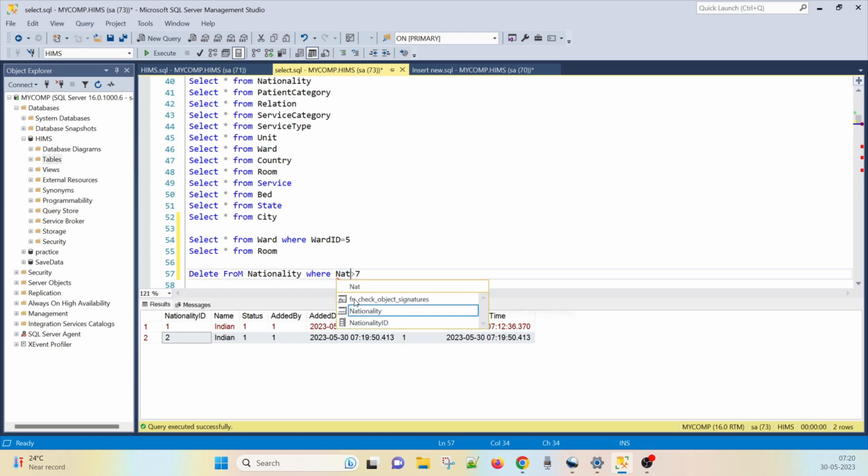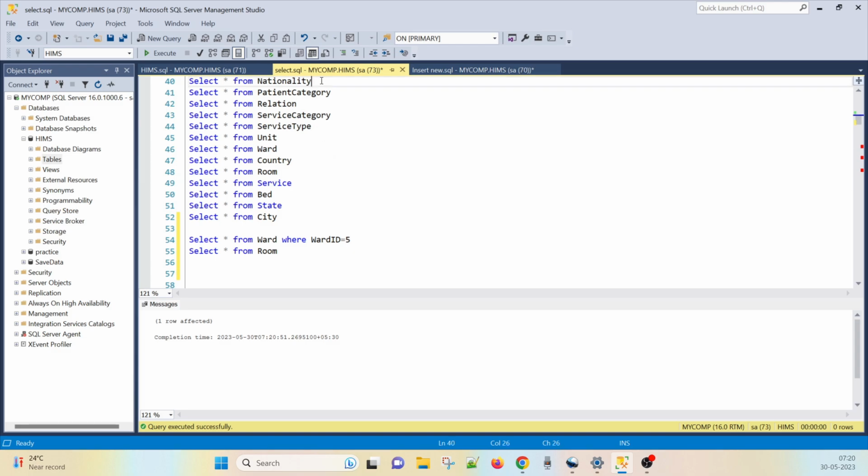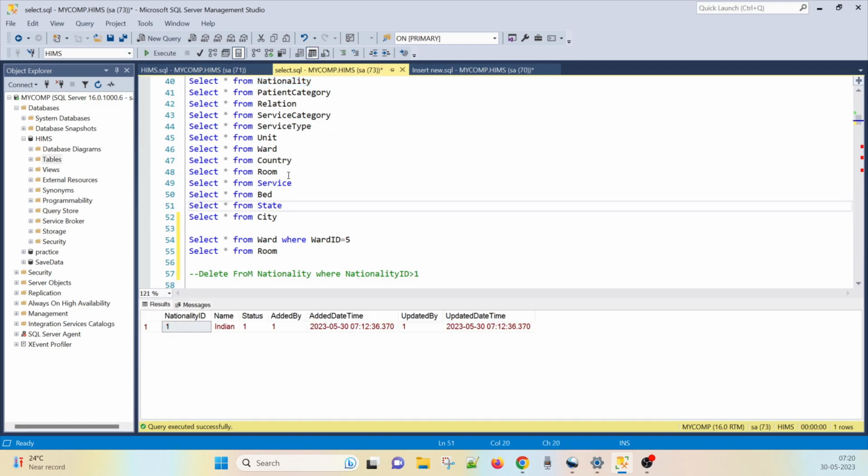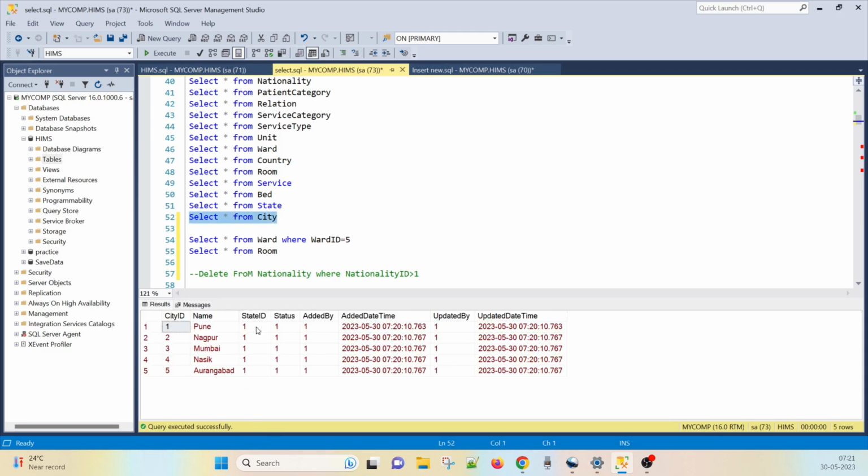Intelligence is not coming because I commented that line. That's why. Yeah, nationality, then country. Correct? Where is country? Yes, India. Then nationality ID is 1. And in state, right now country ID is 1. Correct? So Maharashtra state. And in Maharashtra state, there are different cities, right? And state ID is as a 1. So state ID is 1, and we are getting 5 cities in it.